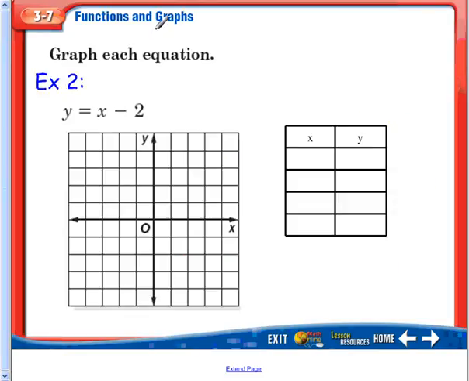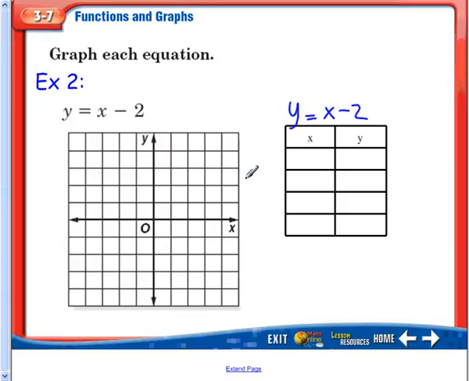In example 2, we see that we'll have the graph here. Okay, our function is y equals x minus 2. I'm going to rewrite that function on top of my xy table. Y equals x minus 2. And as I see here, I have a blank table. It means I can choose any input values or x values that I want.